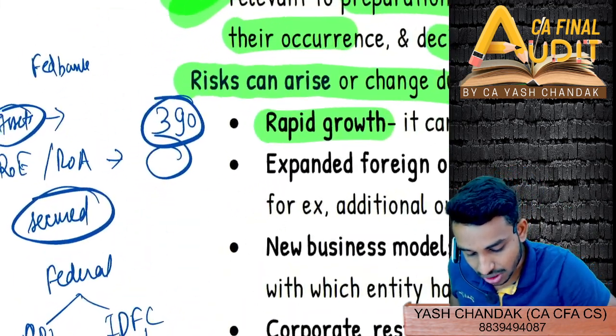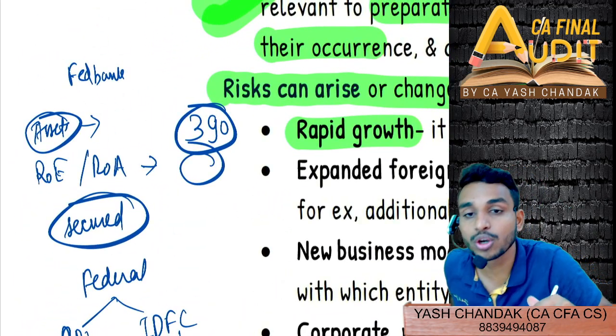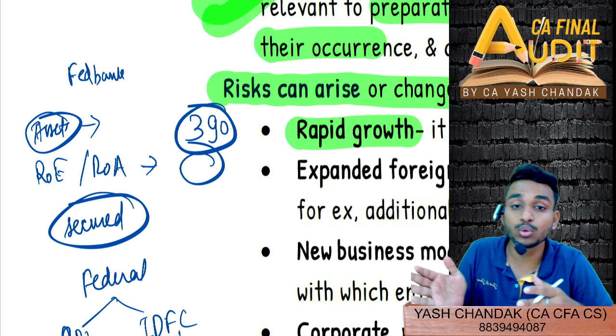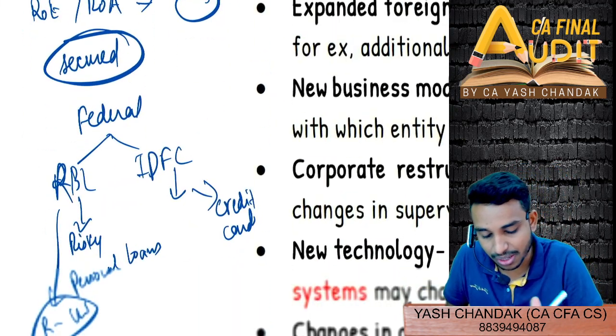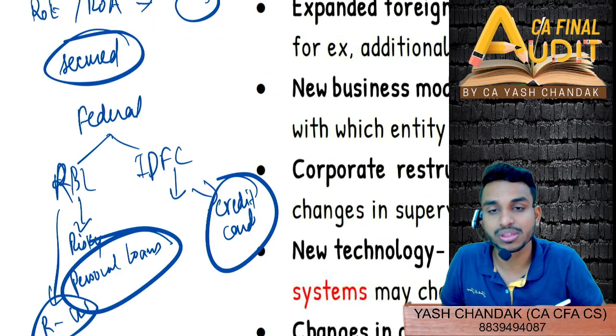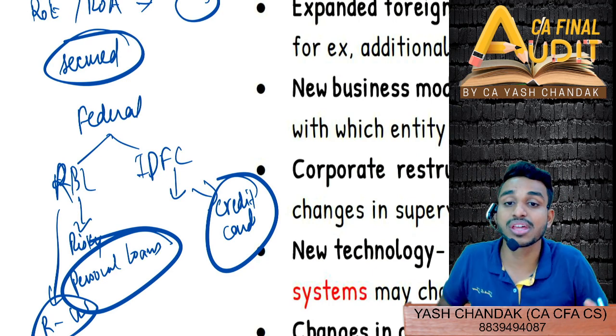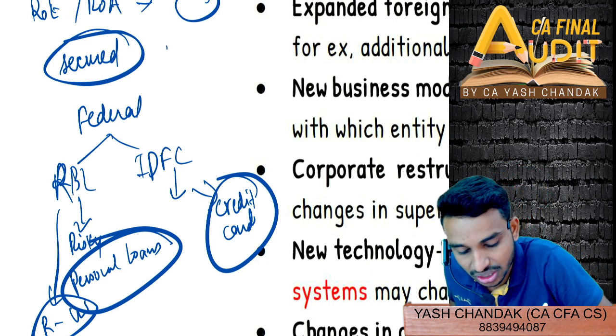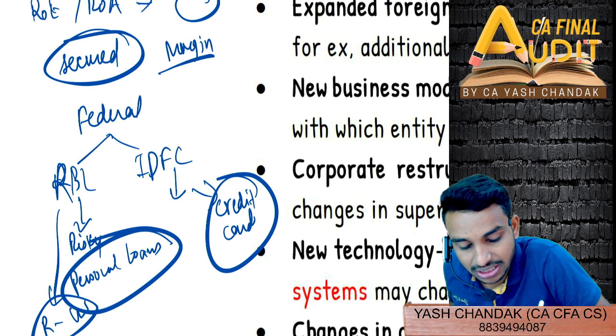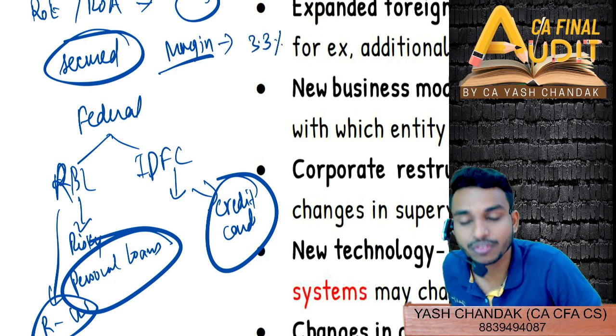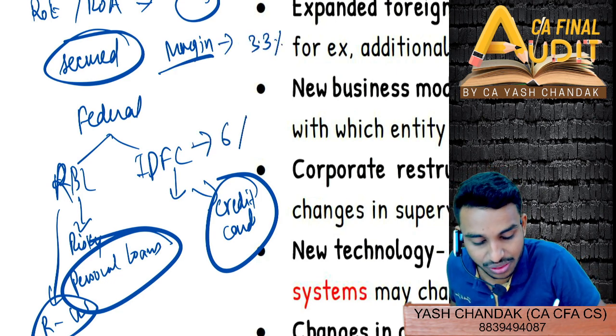So for Federal Bank, the composition is more into secured loans. However, they are trying to grow into select business segments. Select business segments are these: credit card, personal loans. They are trying to grow into those areas as well, so that they can increase their margin. If you see margin, it is 3.3% for Federal. However, for IDFC it is 6% margin.